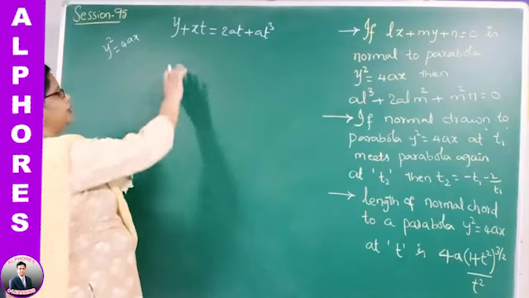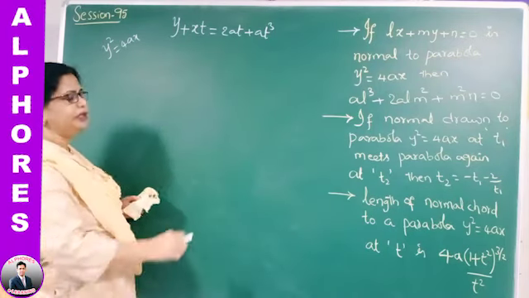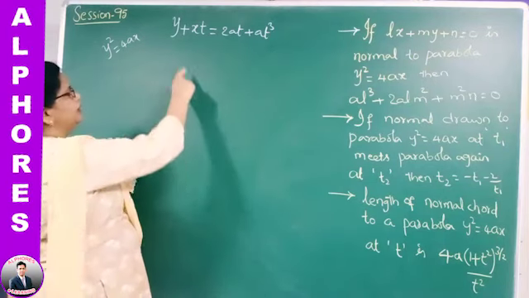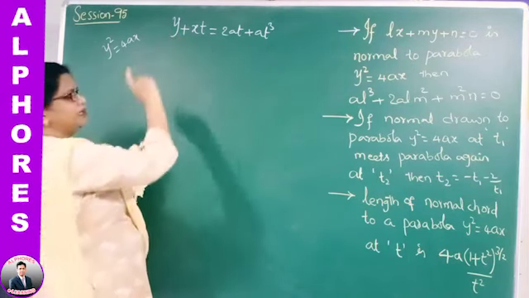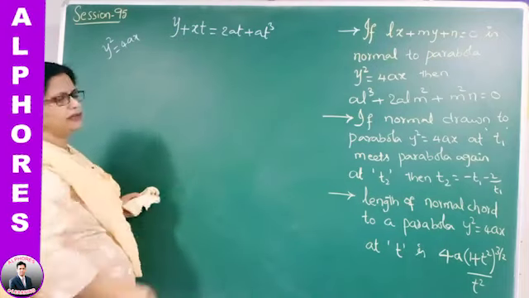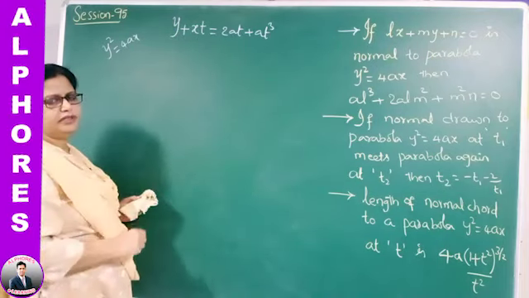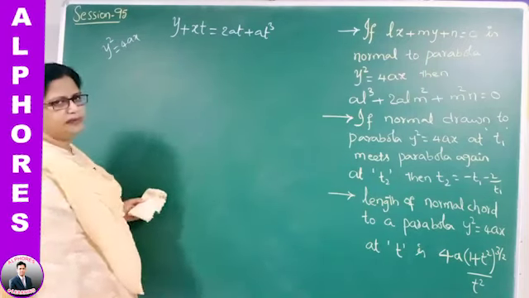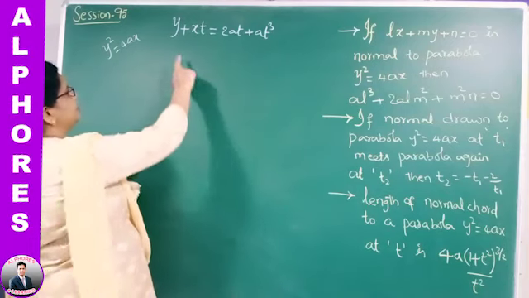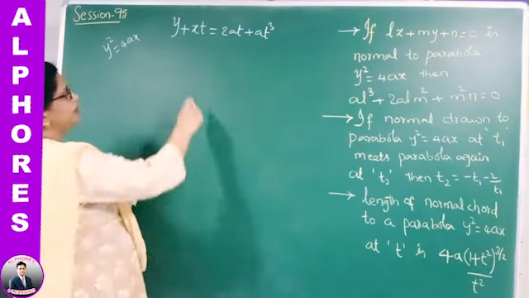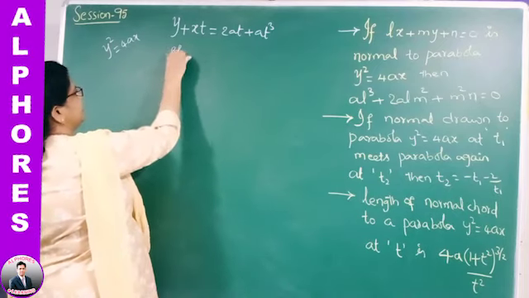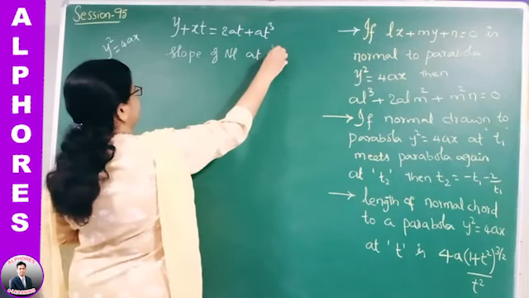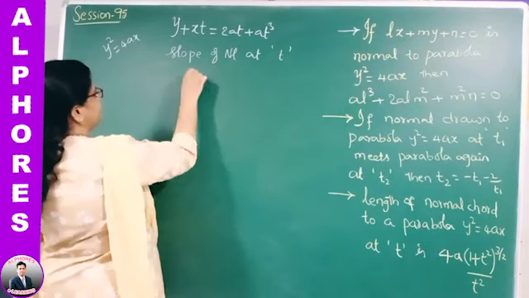Now we observed for x square is 4ay, and again for y minus beta whole square is 4a into x minus alpha, just replace y by y minus beta and x by x minus alpha. Like that we have observed different categories of these normal equations under different conditions for a parabola. Now if you observe this equation, you know clearly the slope of this normal. The slope of the normal drawn at t is minus t.